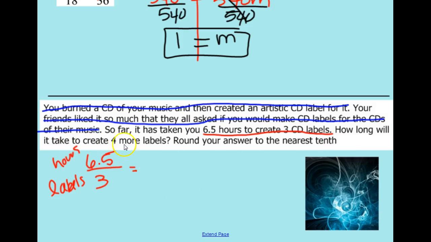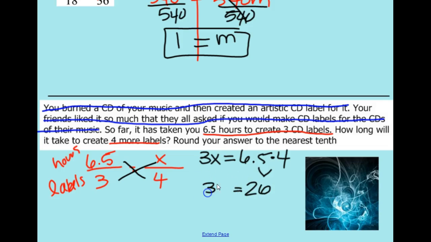So how long will it take you to create 4 more labels? Well, labels goes on the bottom here, so we need to figure out the time on the top. So let's cross multiply. 3 times x is just 3x. 6.5 times 4. Let's multiply that. And we get 26. And then last, just divide by 3.